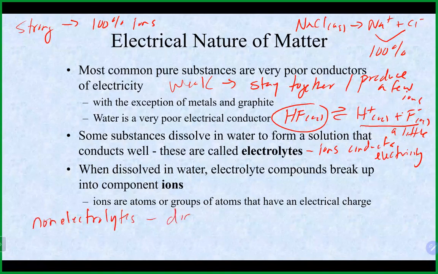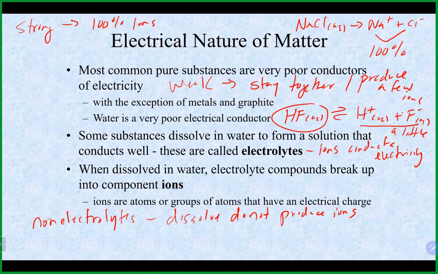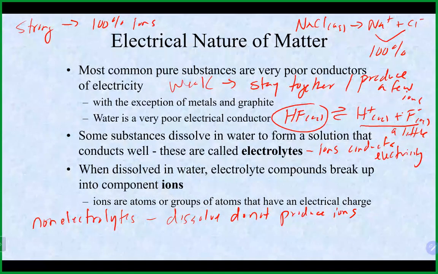They dissolve, but do not produce ions. So for example, if you took sugar, sugar would dissolve in water. Sugar is carbon, hydrogen, and oxygens. They do not break apart. They do not produce ions, but it definitely will dissolve. But because it doesn't create any ions, if you put the light bulb example in there, the light bulb would not turn on. It does not conduct electricity.